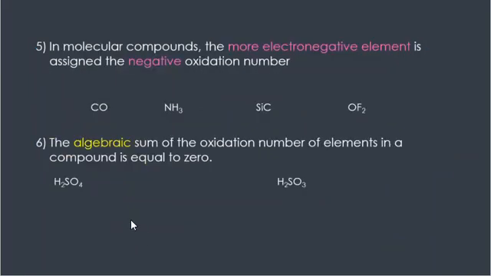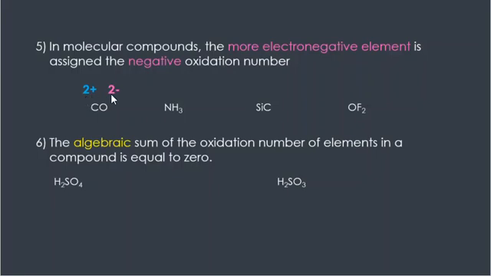Let's take a look at number 5. In molecular compounds, the more electronegative element is assigned the negative oxidation number. So here we have a binary compound, a binary molecular compound. I say binary because all of these have only 2 elements in them, and they're all molecular because they all are composed of nonmetals. So the first example, carbon monoxide, oxygen is the more electronegative element, so it's assigned a -2 oxidation state, and carbon is +2.